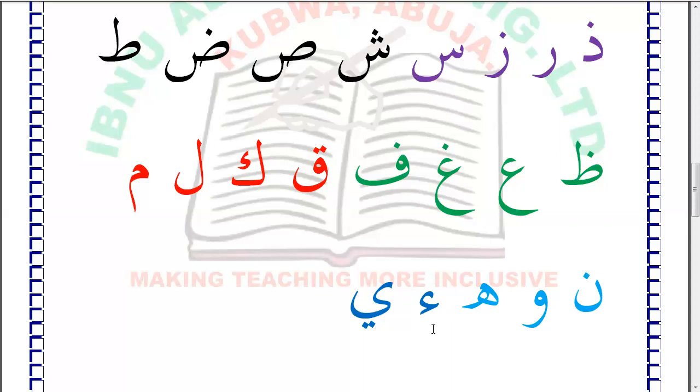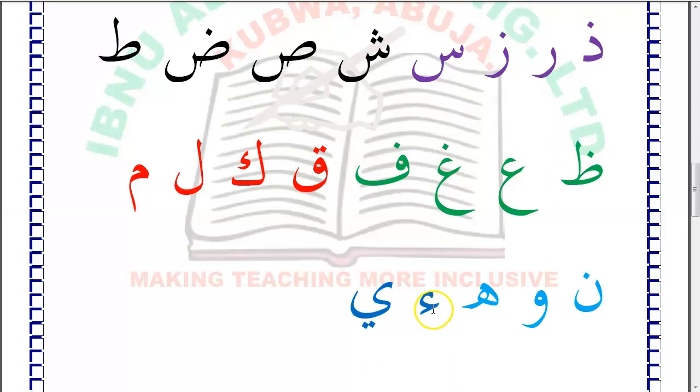Hamza can also be written on top of ya'un, and when you see it written on top of ya'un, you still call it hamza or alif. Hamza can equally be written on top of wawun, and when you see it written on top of wawun, you still call it hamza, not wawun.